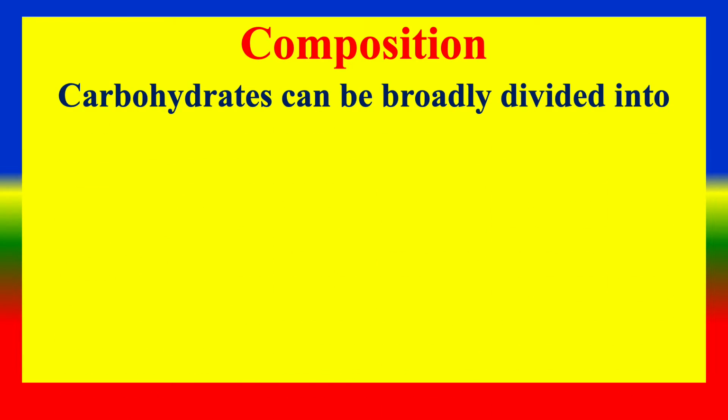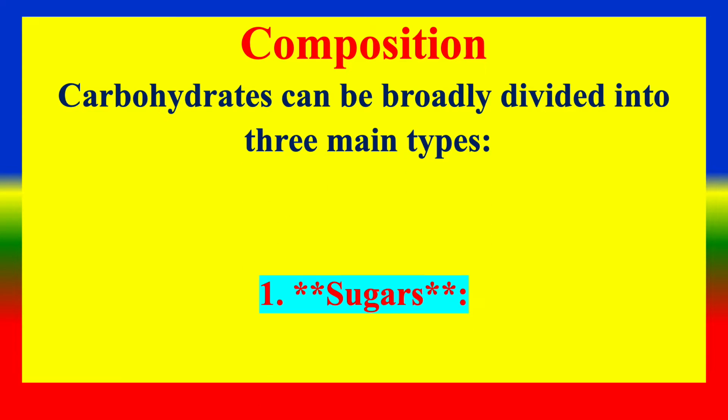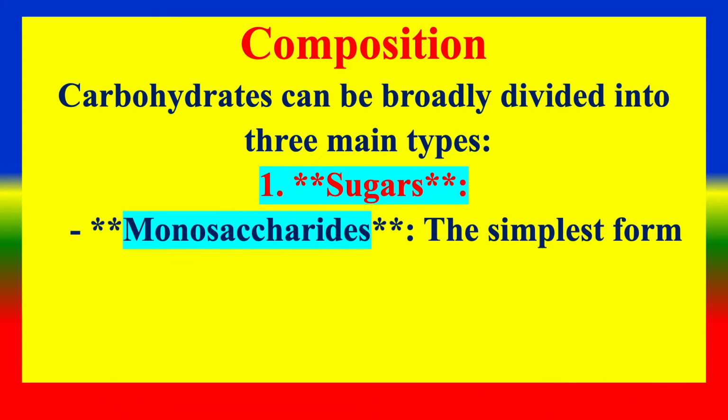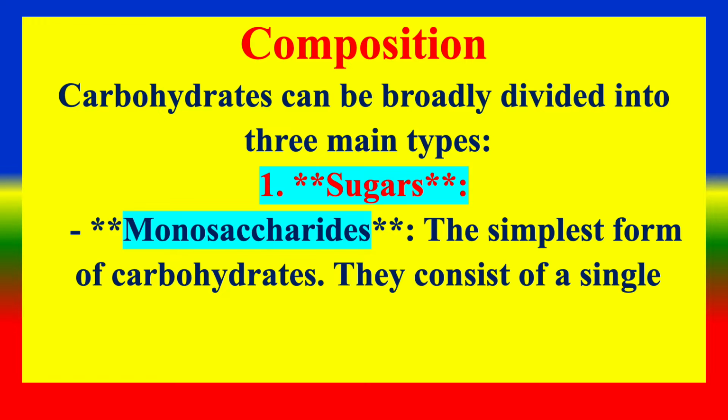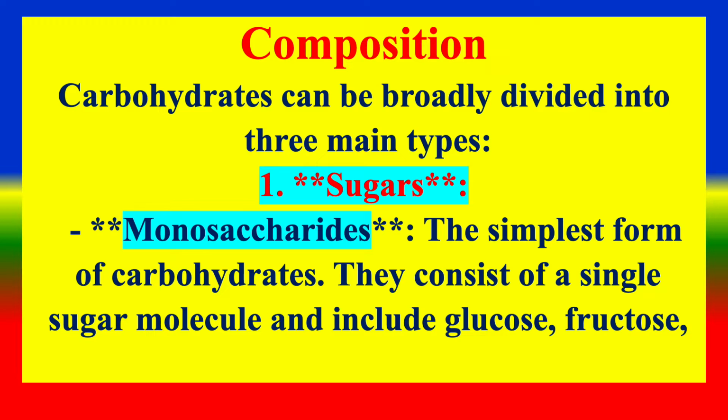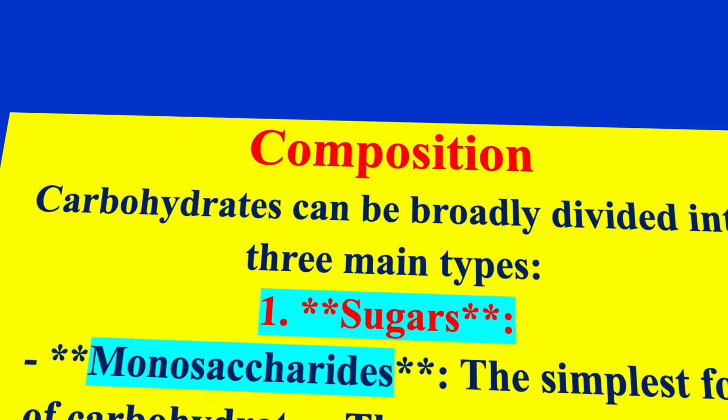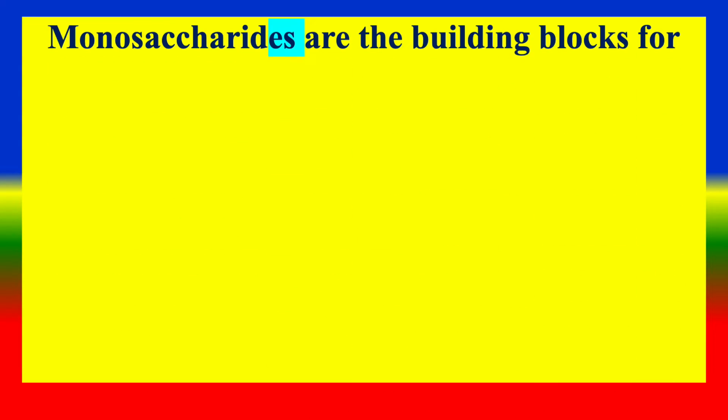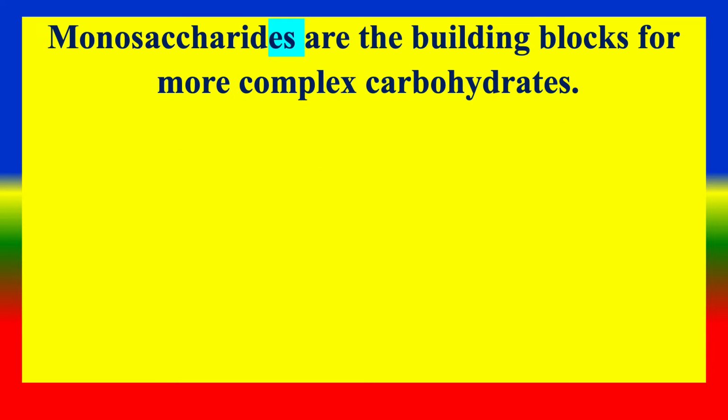Composition. Carbohydrates can be broadly divided into three main types. 1. Sugars. Monosaccharides, the simplest form of carbohydrates. They consist of a single sugar molecule and include glucose, fructose and galactose. Monosaccharides are the building blocks for more complex carbohydrates.